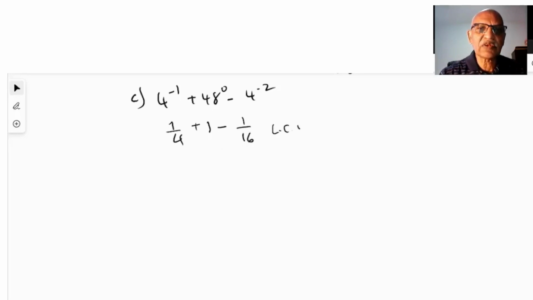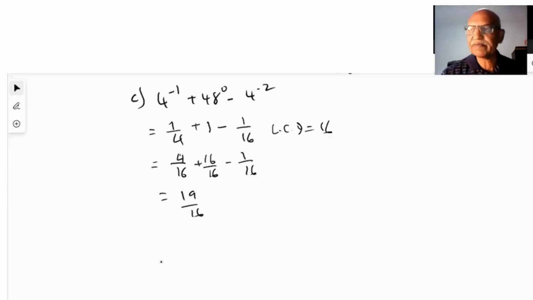I take the same denominator for all, which is 16. So this will be over 16, 4. This will be 16 over 16. This will be 1 over 16. Since they have the same denominator, I add 4 plus 16 is 20. 20 minus 1 is 19. This is equal to 19 over 16.